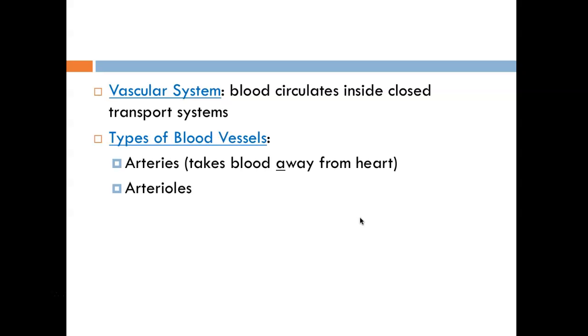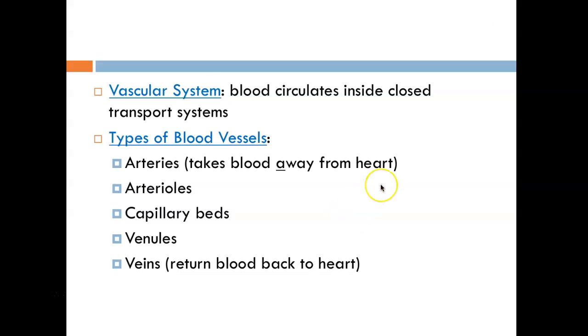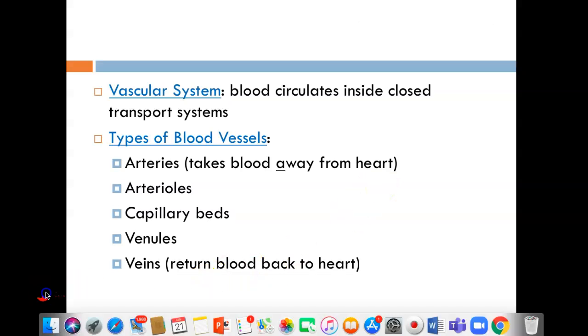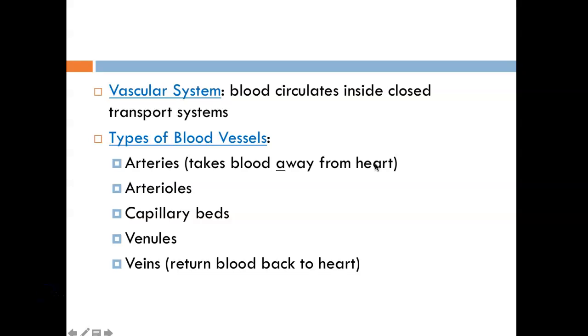All right, so the vascular system. I need to go through blood vessels pretty quickly here. So the vascular system, blood is going to circulate in closed transport systems. You have arteries, which take blood, oxygenated blood, away from the heart, arterioles, capillary beds, venules, and veins. Arteries then turn into arterioles, which then join into capillary beds, which then turn into venules, which turn into veins. And so you have your large, medium, tiny, medium, large.